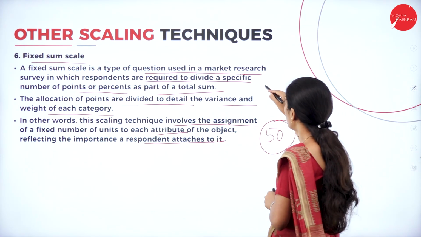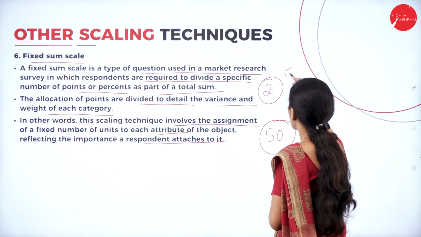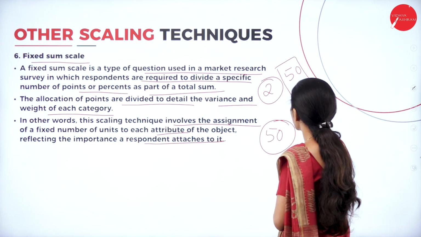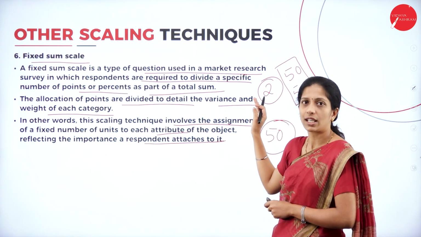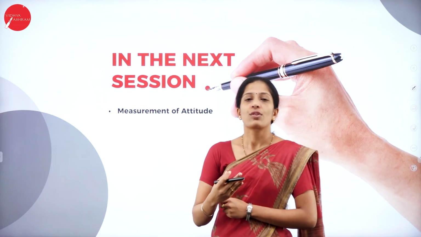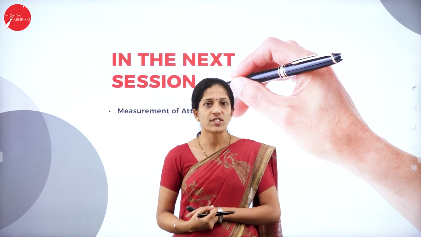Now there are two bags. Which means what? 50 kg plus 50 kg bags, so the total is 100 kg. So that is known as what? Fixed sum scale. Hope you learned all the various types of scaling techniques.